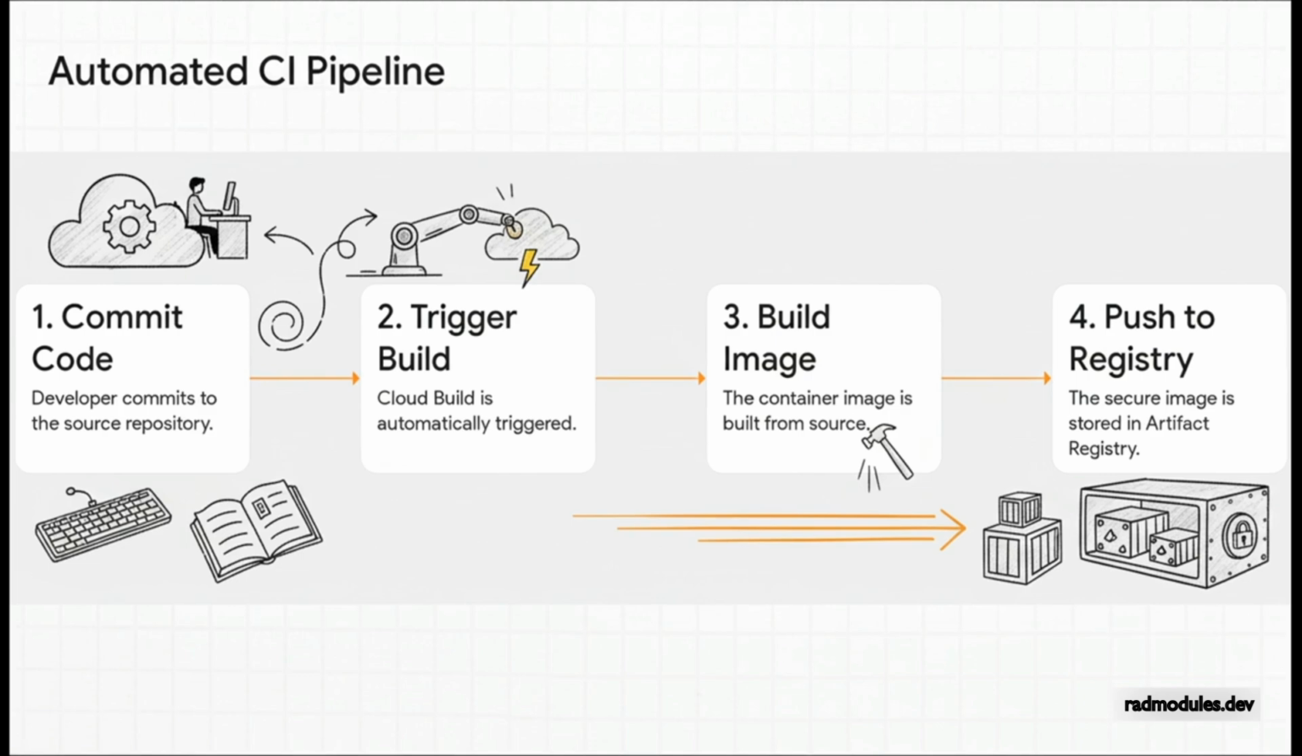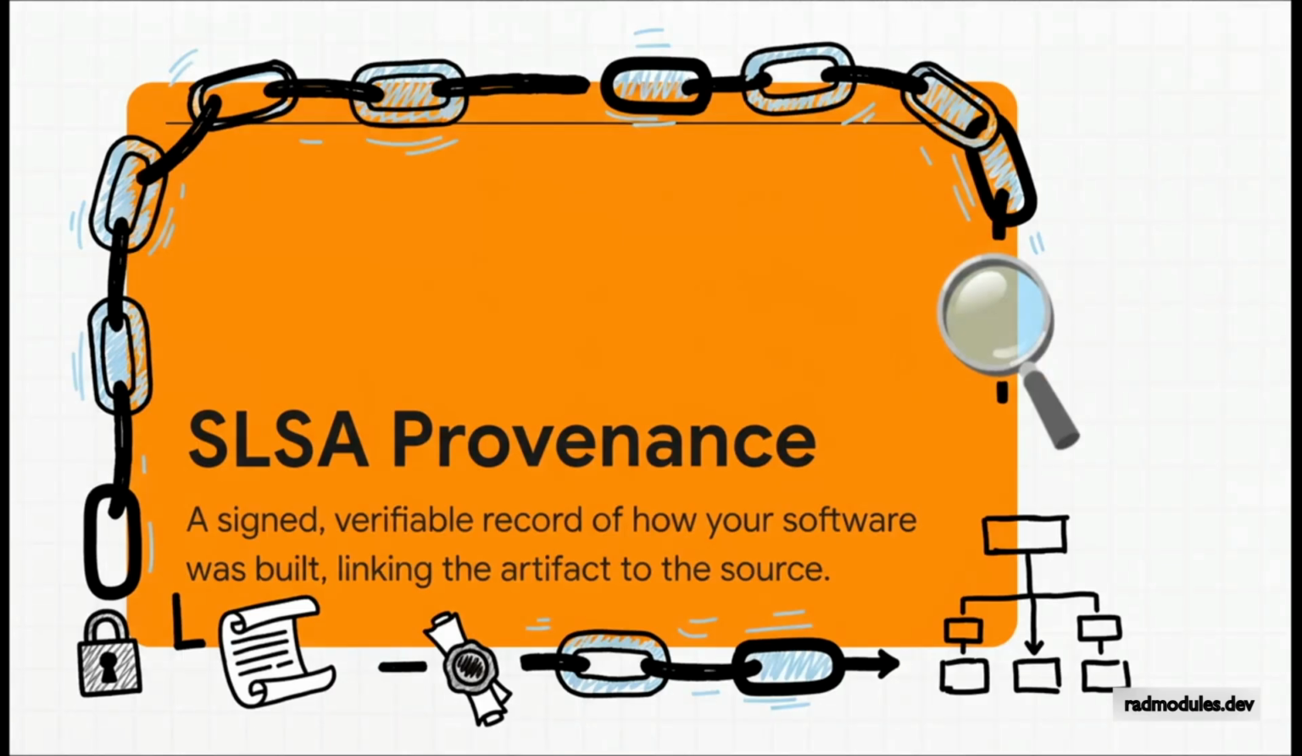It's totally hands-off. Now, while that build is happening, Cloud Build generates something called SLSA provenance. Honestly, the best way to think about it is like a tamper-proof birth certificate for your software. It's a signed digital record that proves, hey, this exact image came from this specific code commit, and it was built using these precise steps. It's verifiable proof of where it came from.